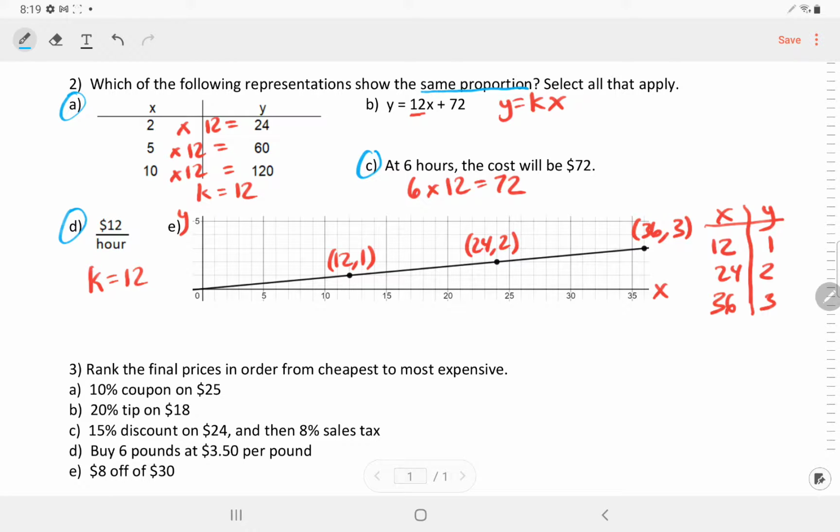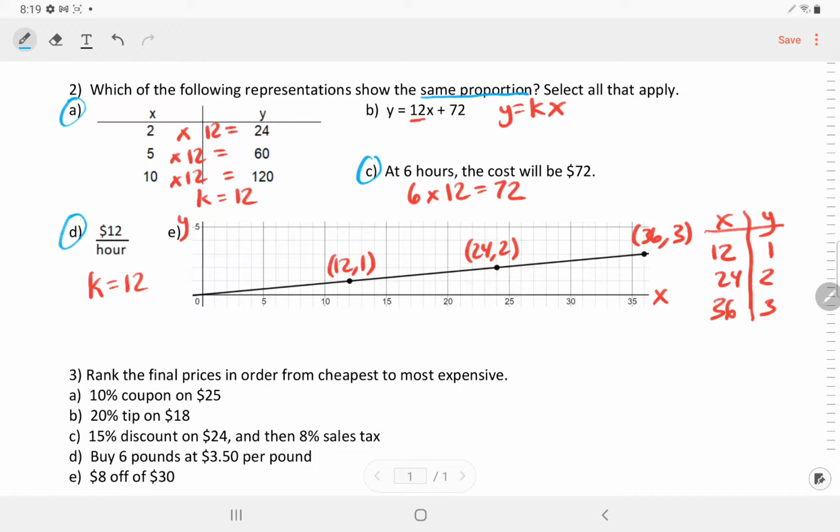Now, for E, it does not fit as one of the answers because if you do 12 times 12, you do not get 1. And if you do 24 times 12, you do not get 1. Okay, you do not get 2. So you'll notice here that all the numbers are backwards compared to the original table in A. So E is not a choice. It does not match A, D, and C in terms of multiplying by 12.